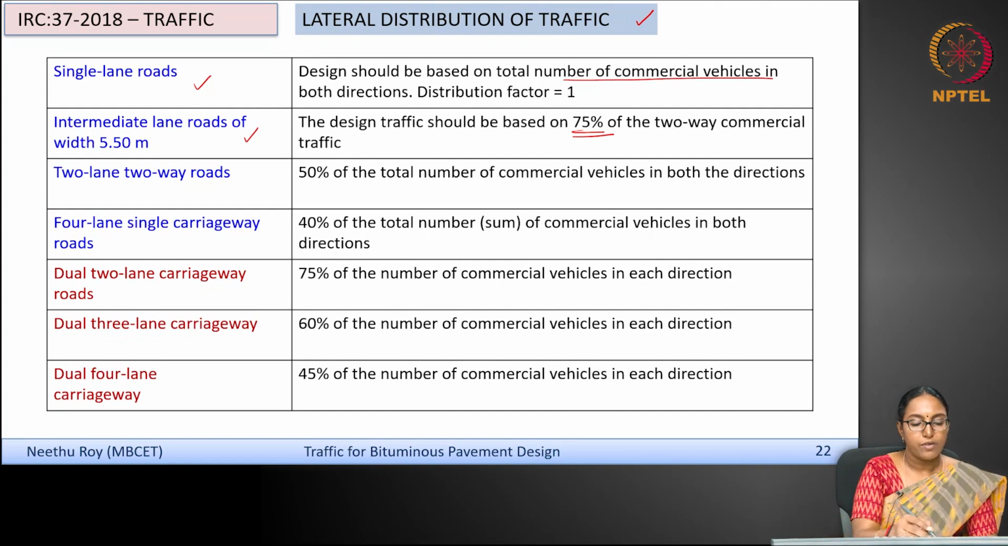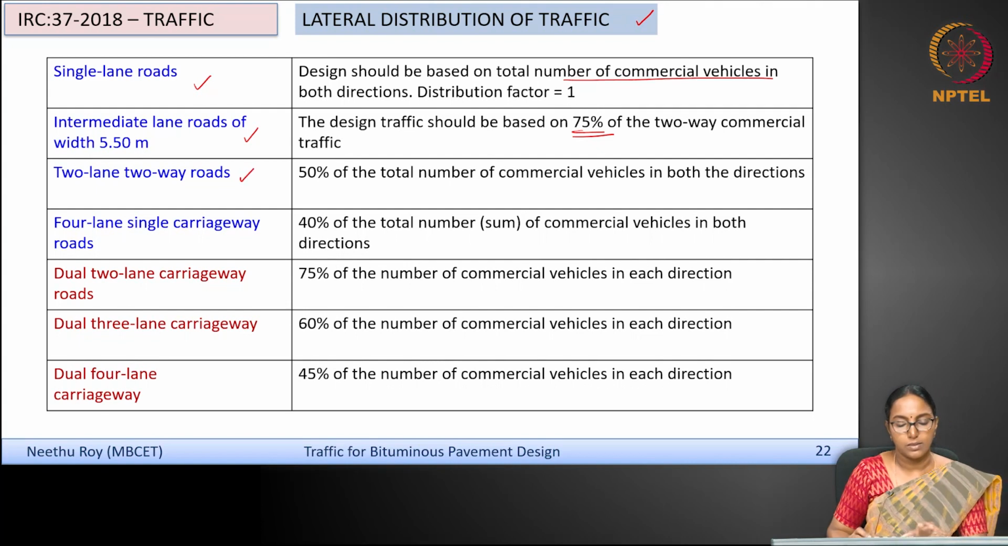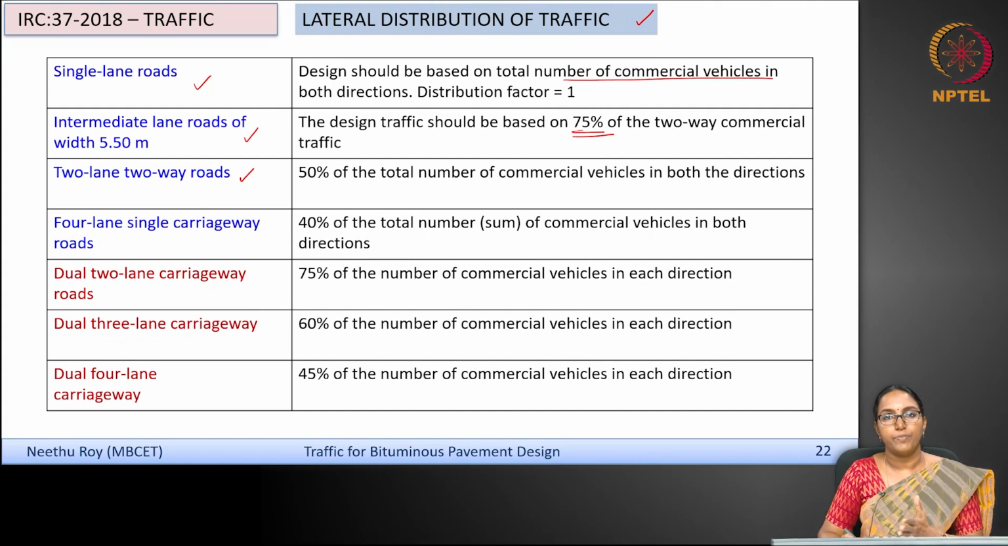Okay. Now, if you have a two-lane two-way road, there is a lane, but it is not a divided one. If you have two lanes, you use 50% of the total commercial vehicles in both directions. So you can have a lane, no division, in one direction and the other direction. You take the total and take 50% of that.